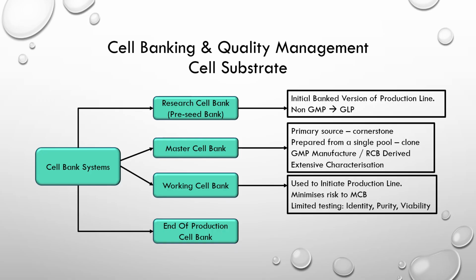Your working cell bank, this is what's used to manufacture your products. I'm going to go through another slide where we talk about master virus seed and working virus seed, but let's just talk about this for the time being. In any case, your working cell bank is used to initiate your production line. It means that your master cell bank is protected. You don't need to do as much testing, you just do limited testing, but you do a lot more testing on your end of production.